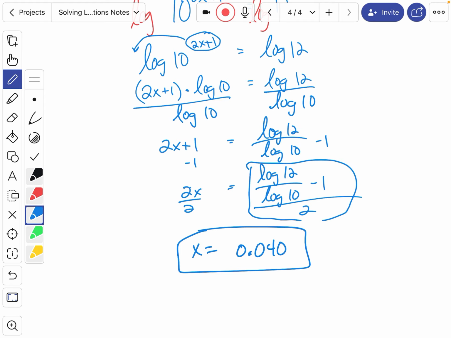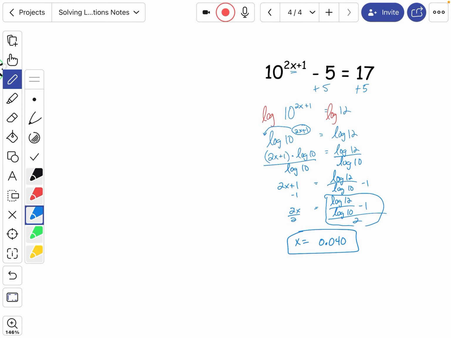All right, hopefully you were able to get a couple of those. Hopefully that helped explain how to solve exponent and log equations.